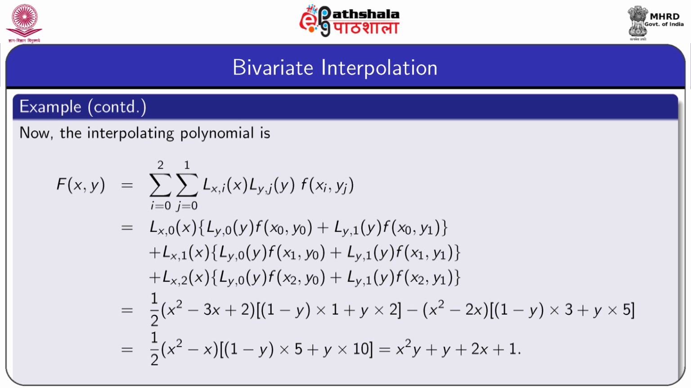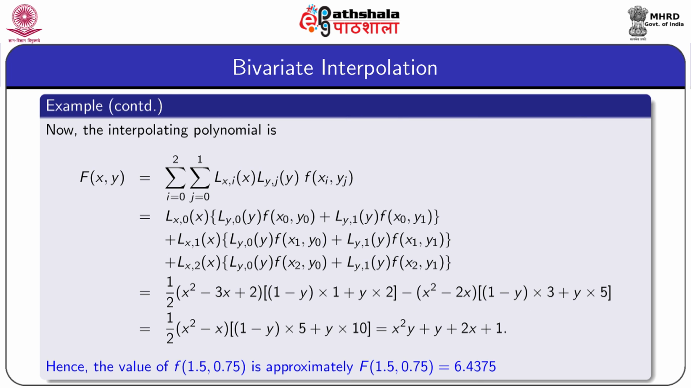Now by expanding the values of j and i, we get the polynomial capital F of x, y equal to Lx0 of x, second bracket start, Ly0 of y into f of x0, y0 plus Ly1 of y into f of x0, y1, second bracket close, and so on. After using the values of Lx0, Lx1, Lx2, Ly0, Ly1 and all other values of f, we get capital F of x, y equal to half of x square minus 3x plus 2 into 1 minus y into 1 plus y into 2, minus x square minus 2x whole into 1 minus y into 3 plus y into 5. After simplification, this expression reduces to x square y plus 2x plus 1.